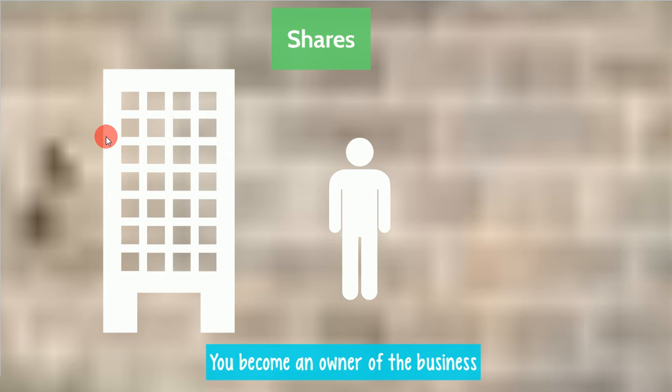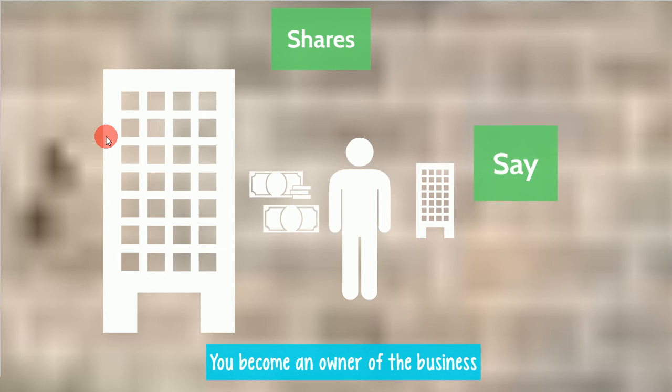Well, on the left you have a business, and in the middle we have you. And what happens is, you pay the business some money, and then you own a tiny little bit of that business. You become an owner of the business, which is called a shareholder. So you hold a share in that business. So you become an owner.